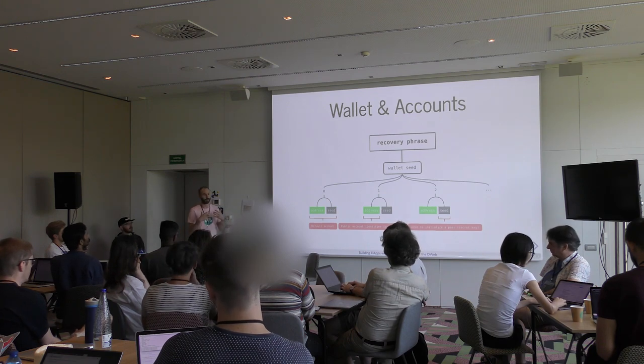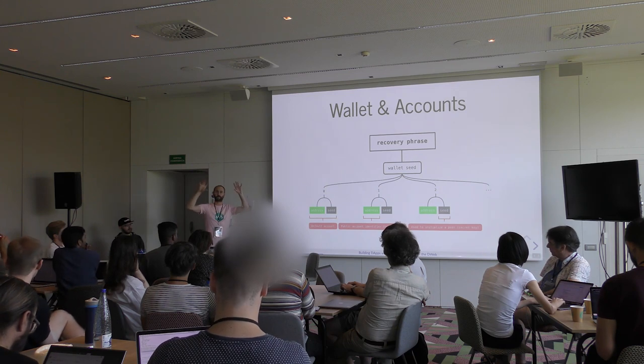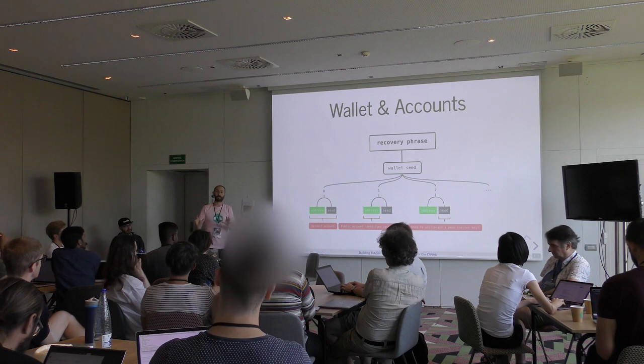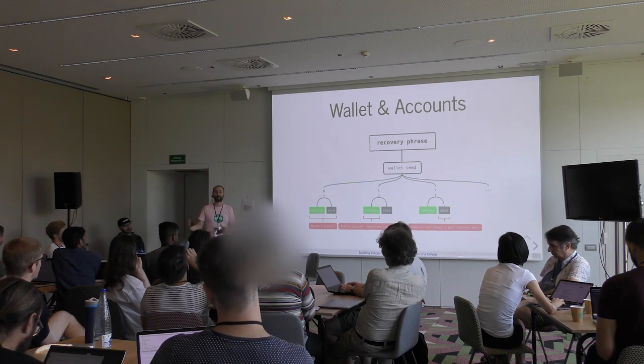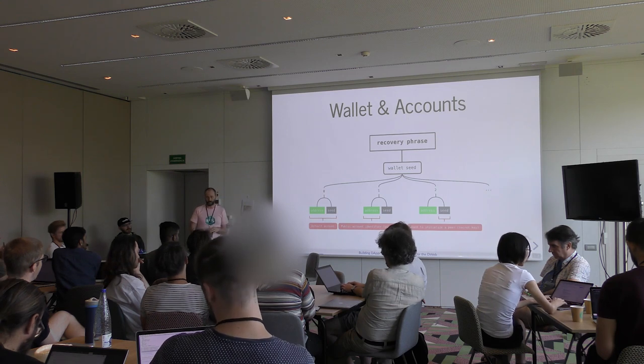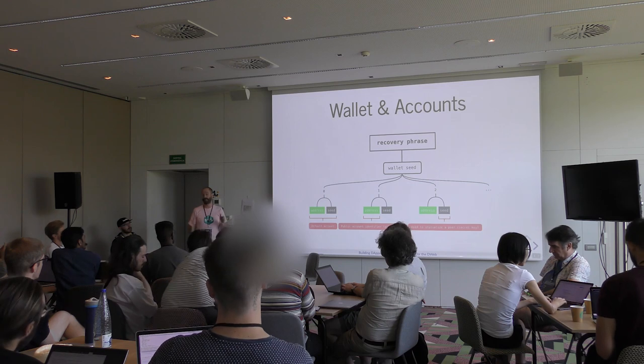So you can think of this as almost like namespacing, right? We've got one global namespace, which is your mnemonic, and below that we've got these accounts, and within those accounts we can have multiple peers that control that account, right? With me so far?